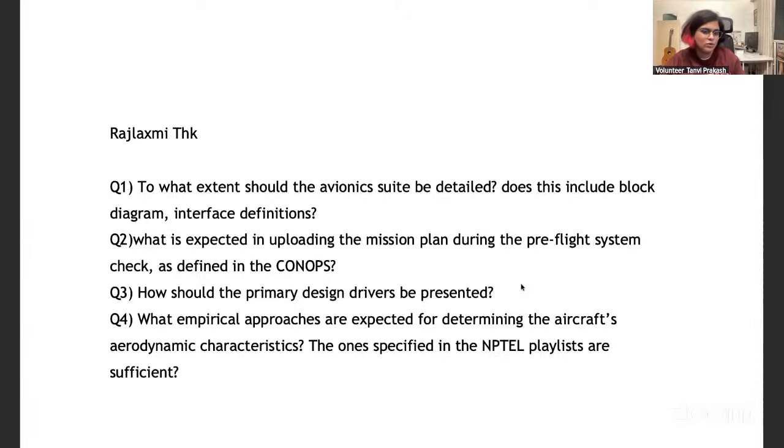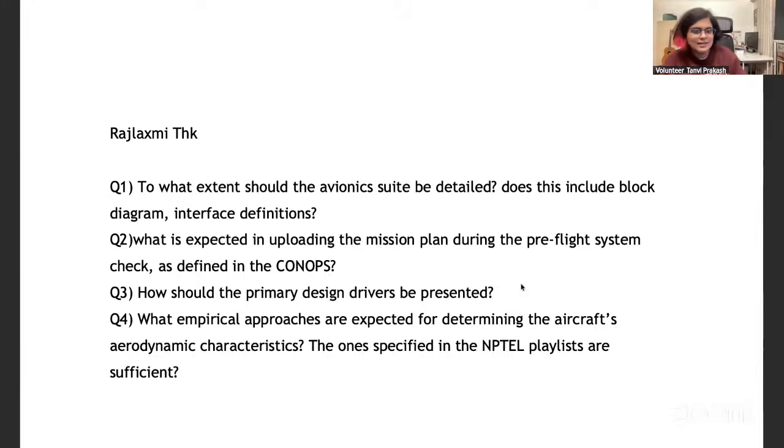Please do not go into the domain of computational fluid dynamics. Don't do a CFD of your aircraft and come. There are no extra points for it, right? CFD will simply consume your time and your effort. It's a very time-consuming thing, computationally as well as in terms of your time. So please don't get into CFD, use empirical approaches, and at the most use a simulation software like XFLR5 or OpenVSP. That's it. If you don't want to do that, the ones in the NPTEL playlists are more than sufficient.